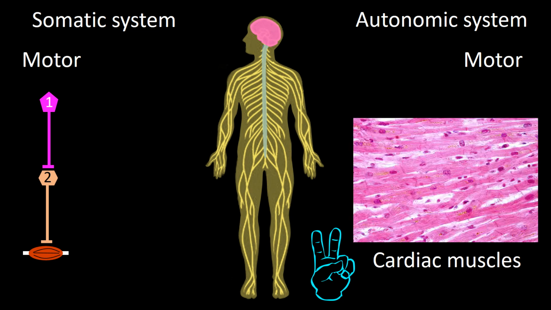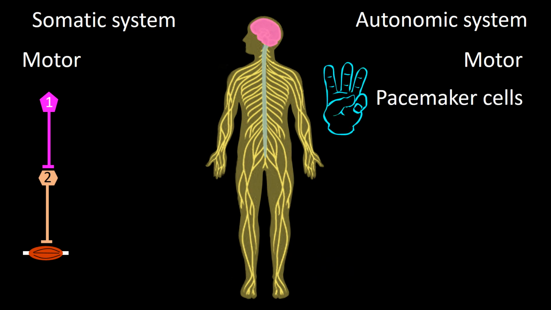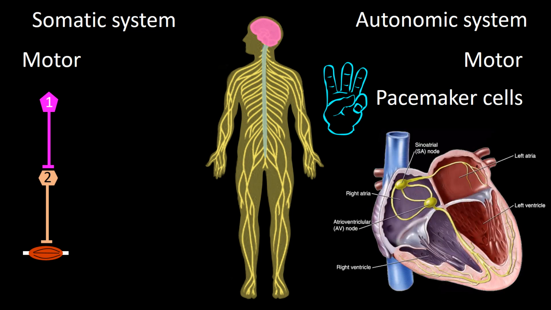The second group is constituted by cardiac muscles. Cardiac muscles are distinguished from striated muscle by the lack of obvious striations and by the presence of large discontinuous spaces between fibers and intercalated discs. The third group of cells we are using to define the autonomic motor system are the pacemaker cells. The pacemaker cells are found in the heart, in the sinoatrial and AV nodes.